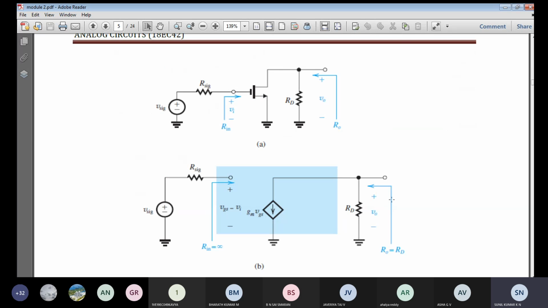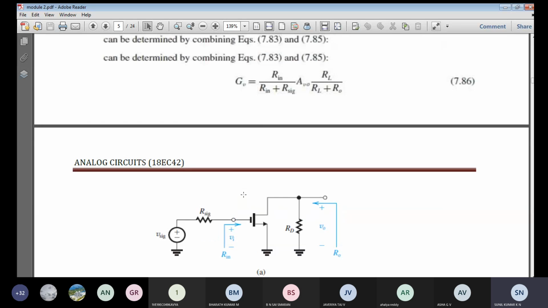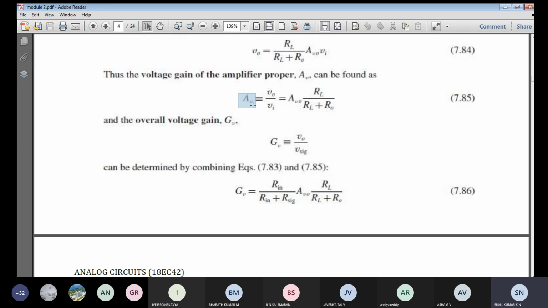To find the overall voltage gain, we have to find the output voltage across the load resistance with respect to V signal. But the output voltage across the load resistance towards here will be the same as that here because of the high input resistance, because the input resistance is infinite. So the signal voltage as well as the input voltage, there is no difference. So Vi will be equal to V signal, equal to Vgs, and hence whatever voltage gain you got for the amplifier proper, the same voltage gain you are going to get.